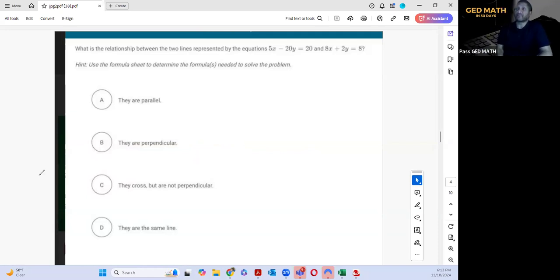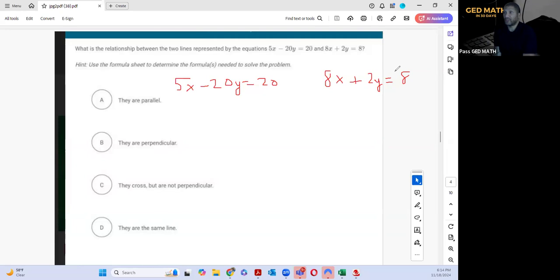So when we look at this problem, we have two equations. 5x minus 20y equal 20. The second equation is 8x plus 2y equal 8. So those are the two equations we know. But what else do we know when I give you those two equations? Does anybody know what form these equations are in? Looks like standard form. Yes, it is in standard form. So that's the first thing you have to be able to understand.